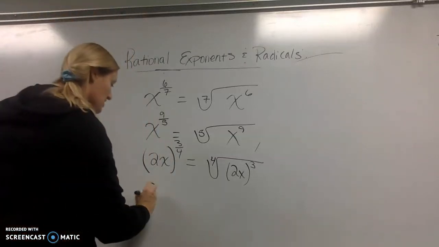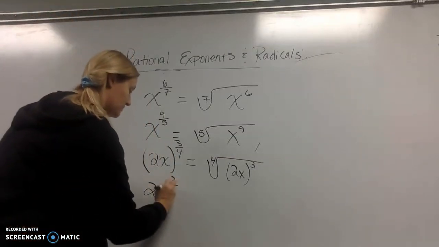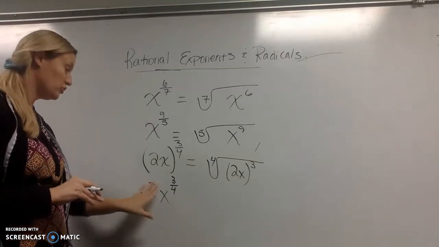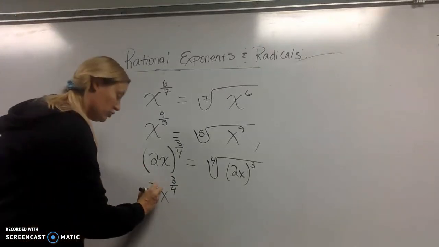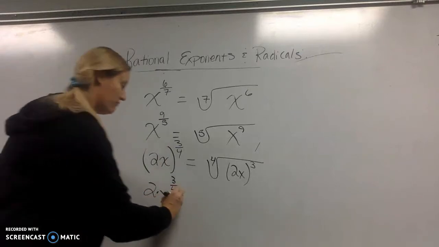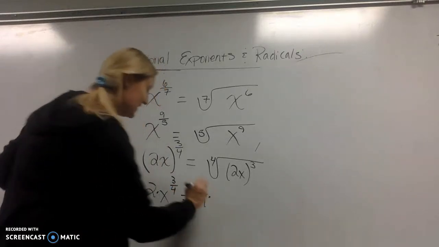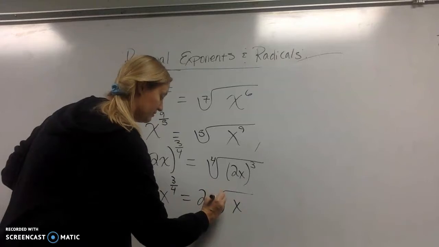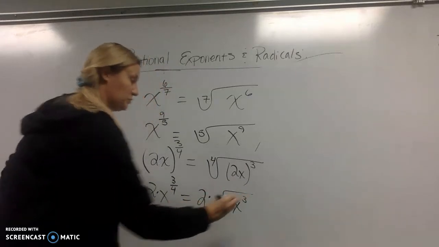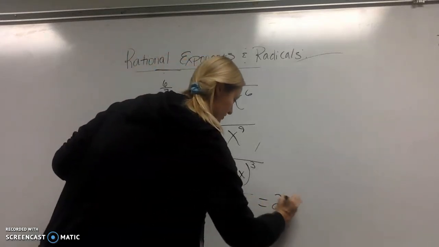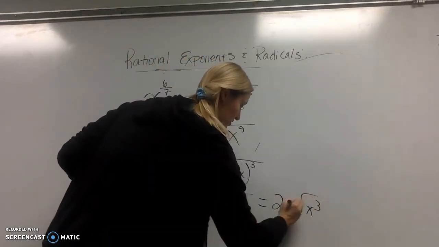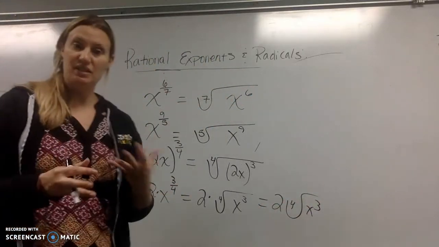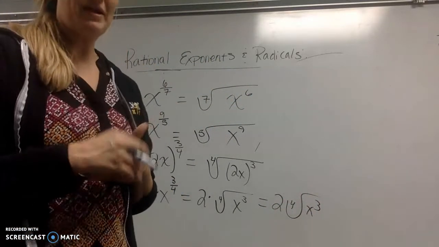Now, if I gave you this, we don't have parentheses here, so 2 is not part of my base. This is actually 2 times x to the 3/4, which becomes 2 times the 4th root of x to the 3rd, which I can then write together without the dot in the middle. So just be careful, just like always, with the parentheses versus the parentheses not around it.